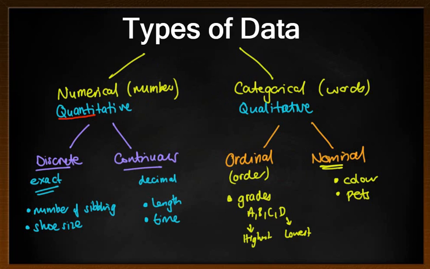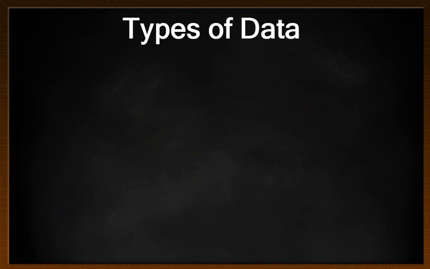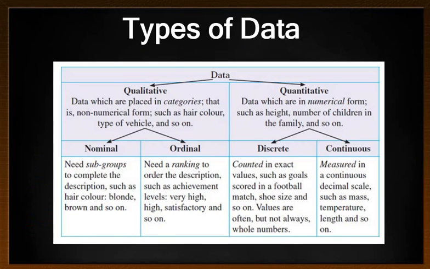Now, you may be interested in the next slide. You may want to pause this and copy that down. That's all the formalized versions of what I just said. But you can see again that ordinal talks about ranking for qualitative. Discrete uses exact numbers, and then our continuous uses the decimal scale. So again, that's just a more formalized version of what I just spoke about.